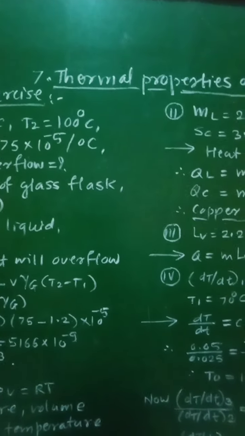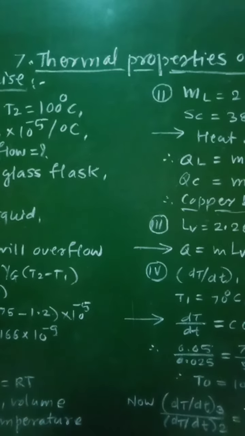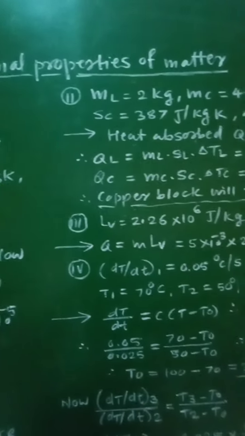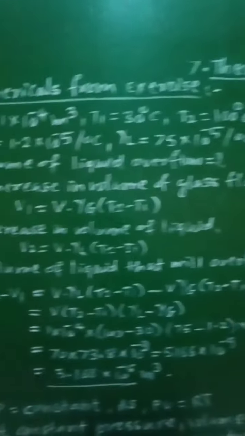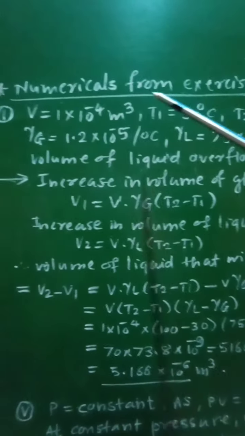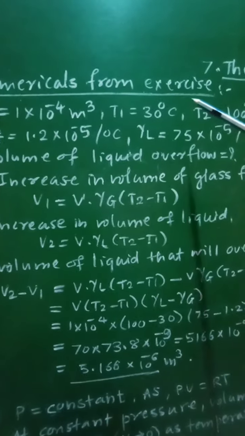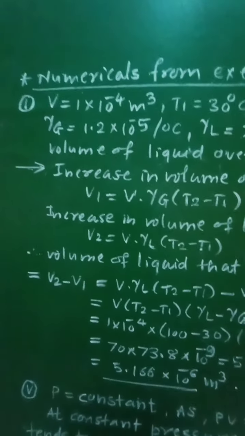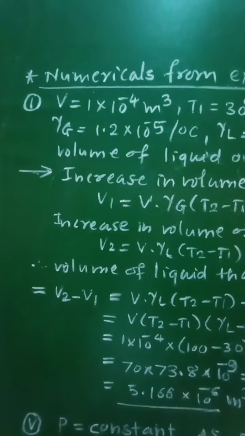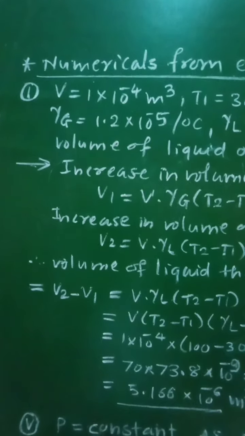Class 11th, Subject Physics, 7th chapter, Thermal Properties of Matter. From this chapter, let us see numericals from exercise. Let us see numerical number 1, which is given as: a glass flask has volume 1 into 10 raised to minus 4 meter cube.